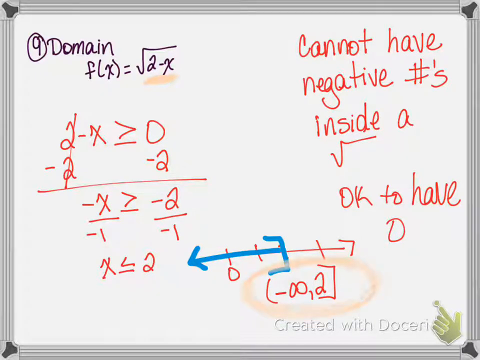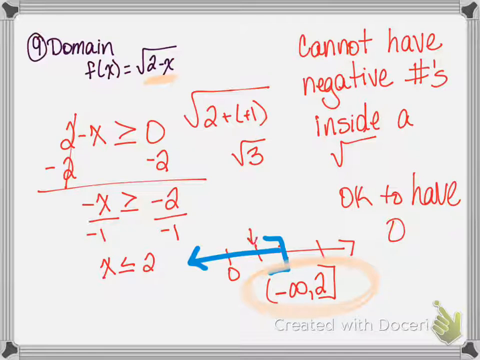So here's your answer in interval notation. And if that seems weird to you, go ahead and plug a number in. So let's use negative 1. So I've got 2 minus negative 1. Well, what do we see happens right there? It becomes positive. So then I have the square root of 3, and that's okay.